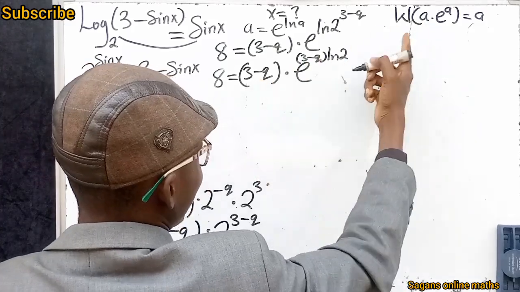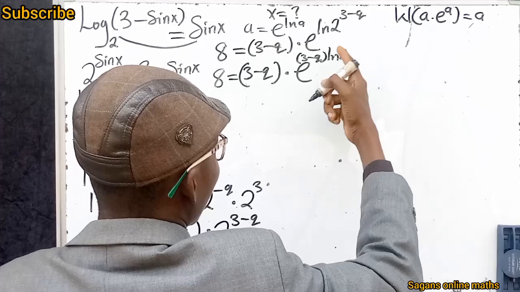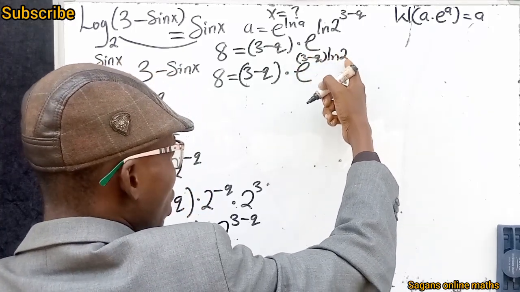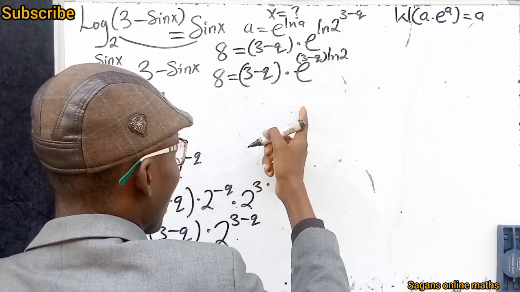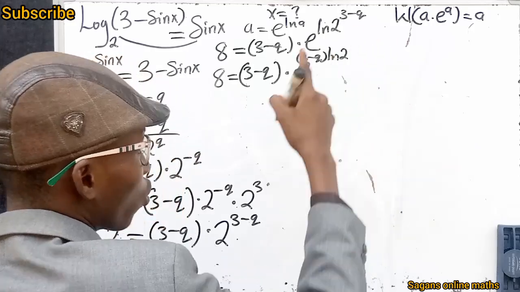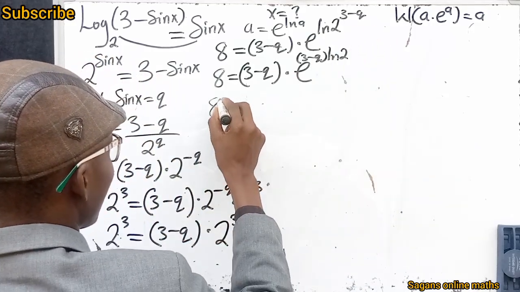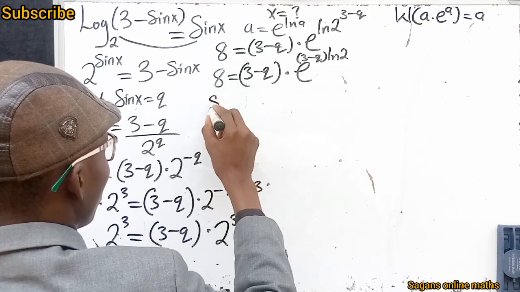Let's take 3 minus q as a, and a is also the exponent here, which is e raised to the power of a. But what you are having as the exponent here is 3 minus q ln 2. So what are we going to do so that this and this must be equal? We have to multiply both sides by ln 2. That's what we are going to do so that we can achieve what you are looking for. So let's multiply both sides by ln 2. So this will become 8 ln 2.